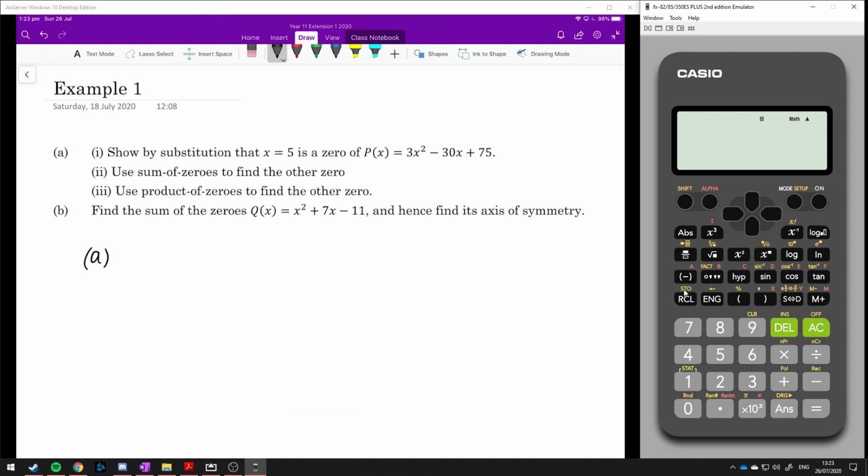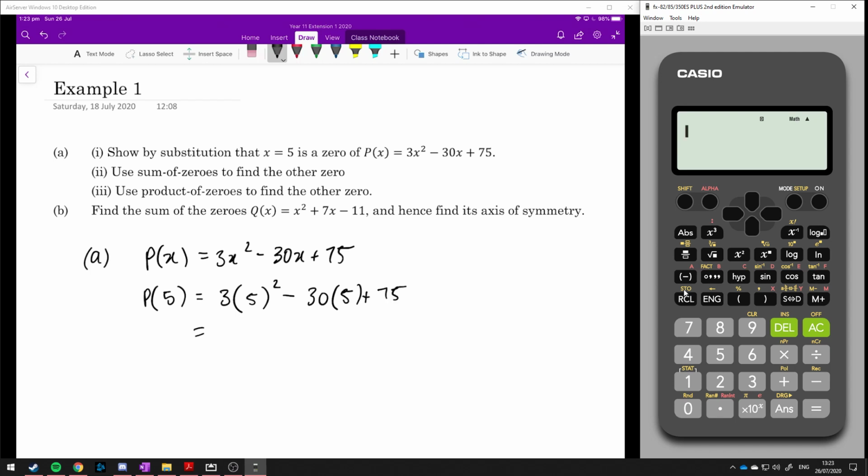Starting off with: show by substitution that x is equal to 5 is a zero of the polynomial 3x squared minus 30x plus 75. So we're going to take this polynomial, p of x is equal to 3x squared minus 30x plus 75, and substitute 5 into this equation. We get 3 lots of 5 squared minus 30 lots of 5 plus 75. Okay, and if we put this into our calculator, we get 3 lots of 5 squared minus 30 lots of 5 plus 75, which is equal to 0.